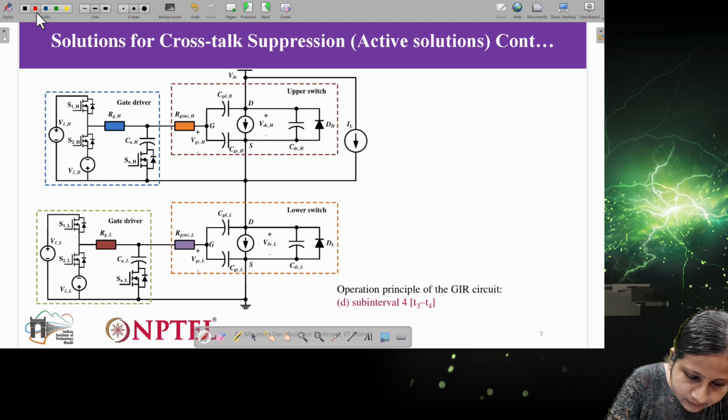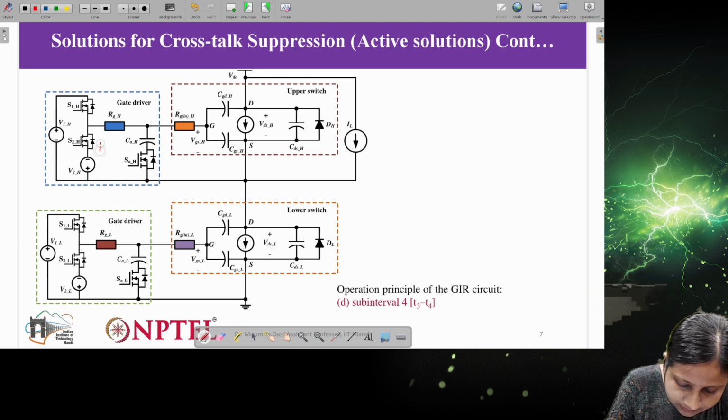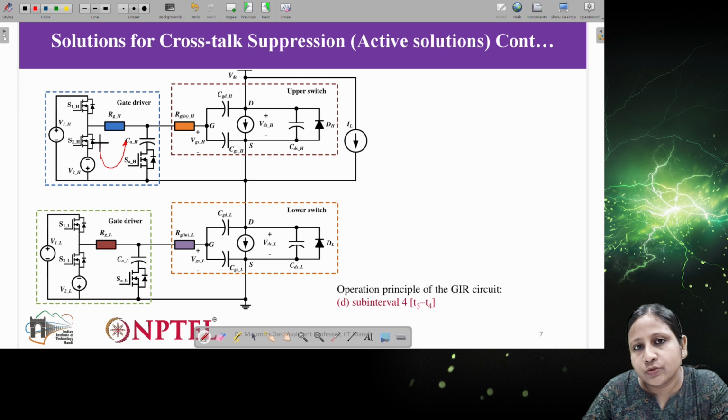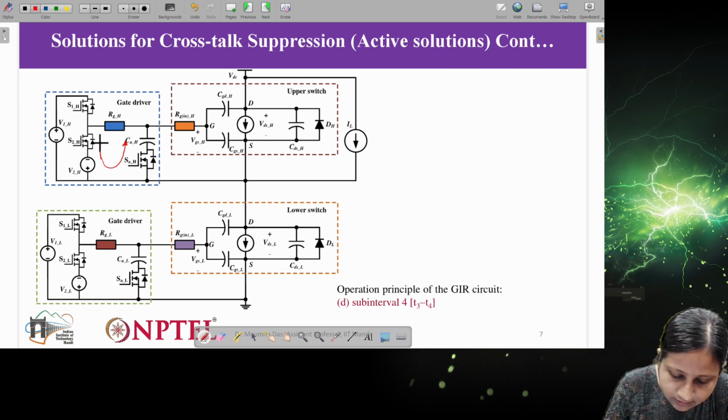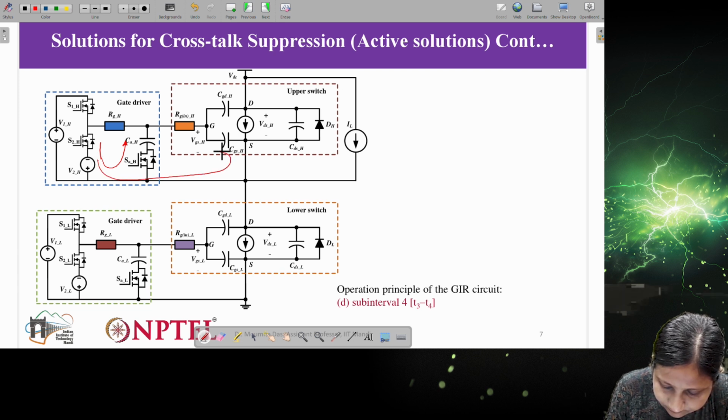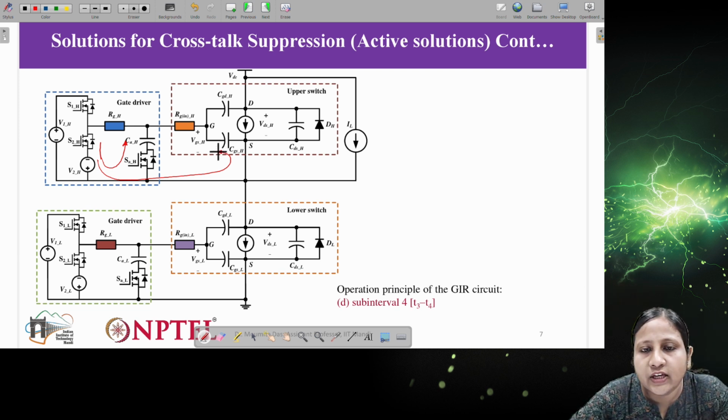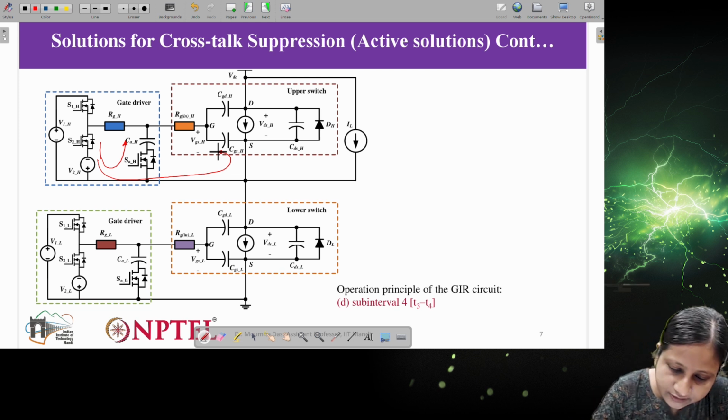It is the same as the previous step where we have actually used this particular loop for charging. So now the same loop we are using for charging. Another thing here is that in this case the current is flowing through the gate capacitance also. So the gate capacitance is also charging in the negative polarity.